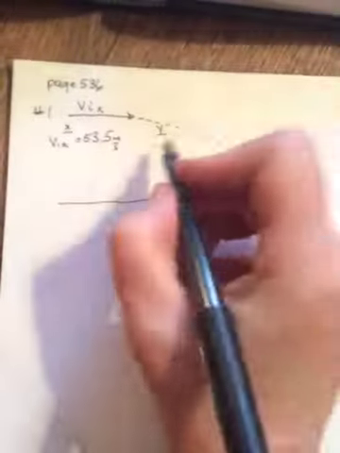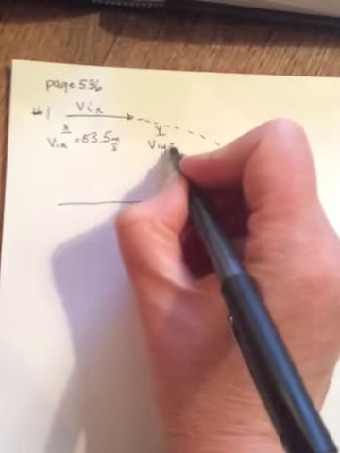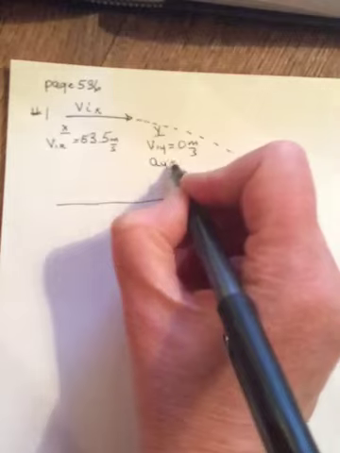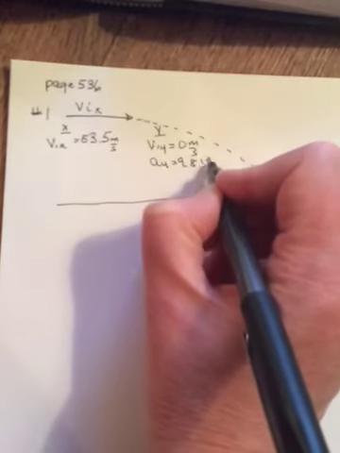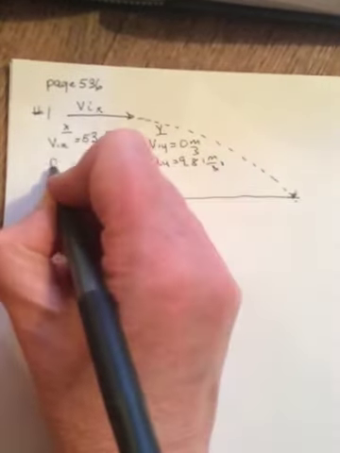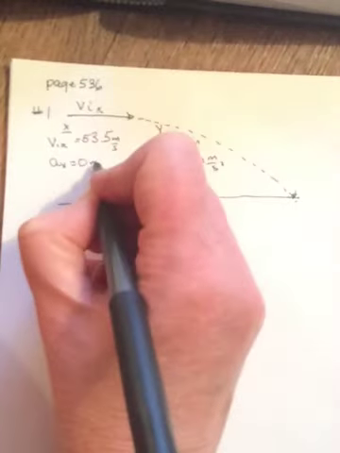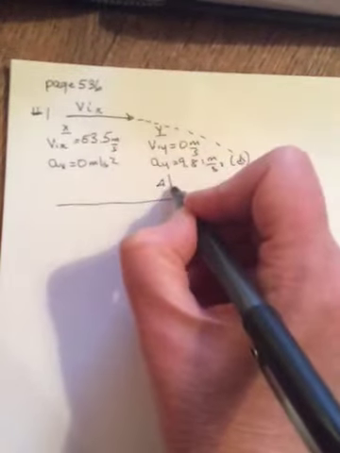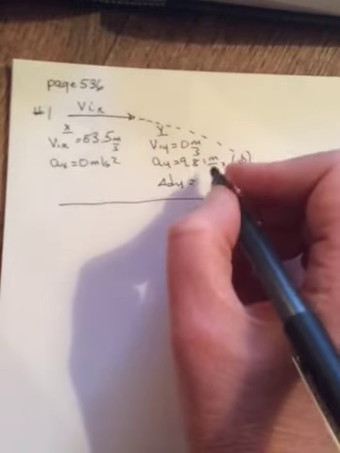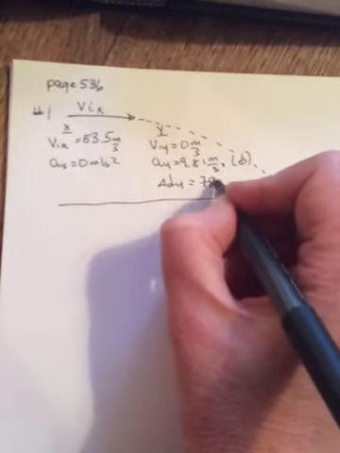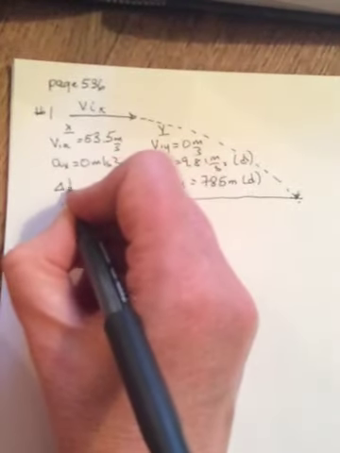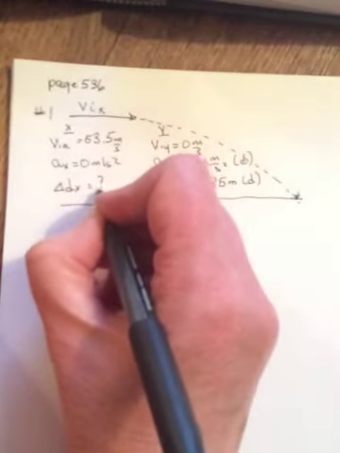And we have our VIY is 0 meters per second. Our AY is 9.81 meters per second squared. Our AX is 0. This guy's down. And our delta dy is 785 meters, and it's down. And the question wants to know how far back, what's the delta dx?